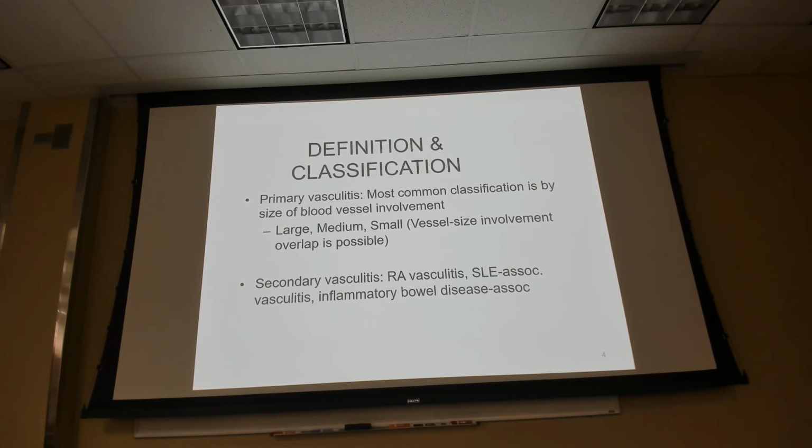We have this either primary or we have it secondary. So the primary one is the size: large, medium, small. So primary is us just sizing it. Now, secondary is it being caused by some other disease or diagnosis, right? So rheumatoid arthritis, lupus, we've got inflammatory bowel, that is secondary vasculitis.